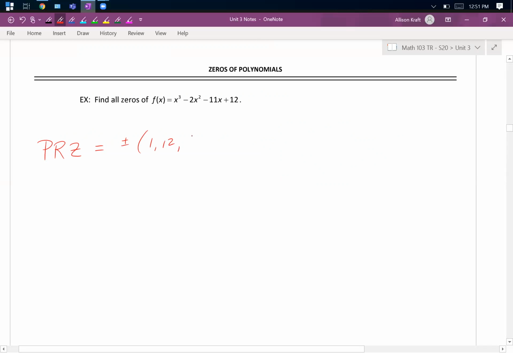But we need them all. 6 and 2. 4 and 3. And even here, I'll probably just stick the plus or minus out in front because I don't need to write it every time. I know in the end it's all going to be plus or minus.